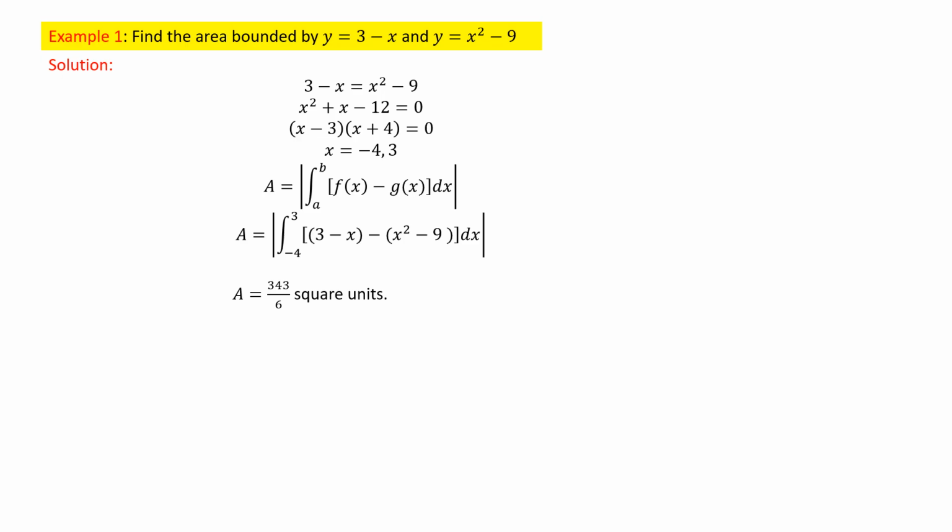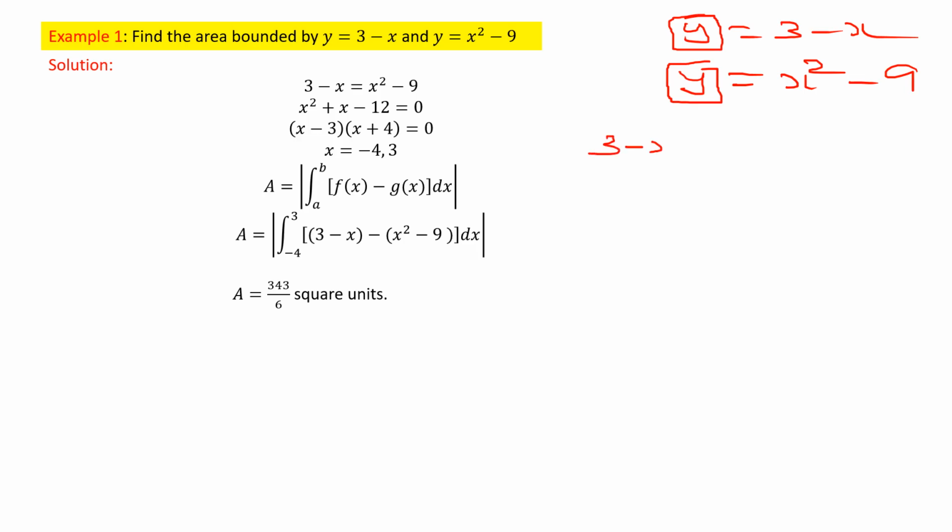Let us see question number 1. Find the area bounded by the two curves y equal to 3 minus x and the other curve is y equal to x squared minus 9. Since I don't know anything about the point of intersection, we have to solve both equations. If you see both equations, the left hand side values are same. In the first equation also we have y, in the second equation also we have y. So I can equate the right hand side of both of the equations.